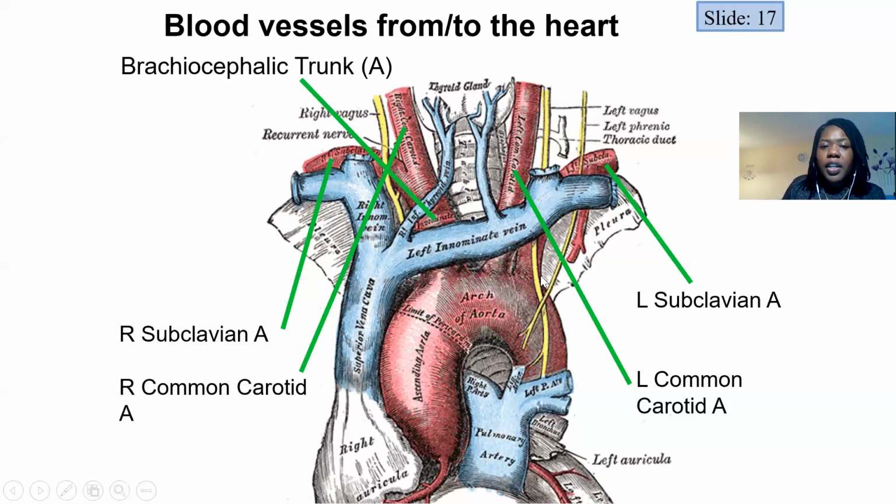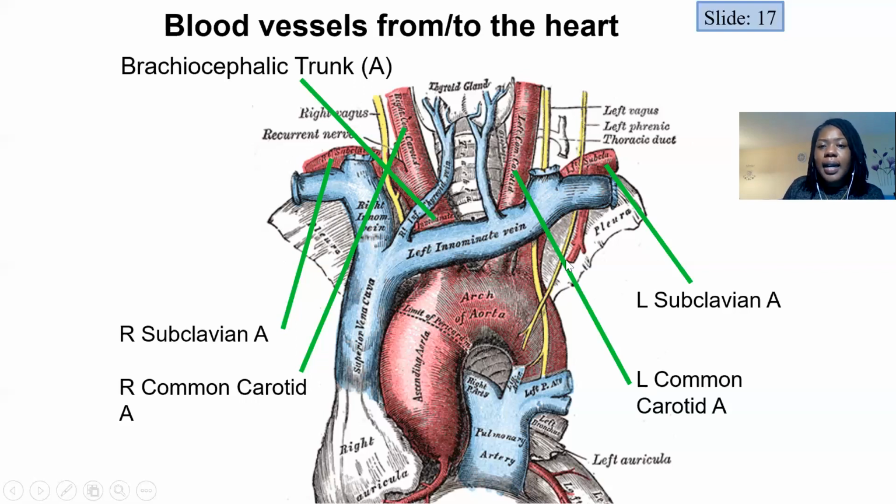Now, I want to point out that there is no brachiocephalic trunk on the left. So there is only one brachiocephalic trunk. And the right, or the only brachiocephalic trunk, which is found on the right side, will then branch into the right common carotid artery and the right subclavian artery.